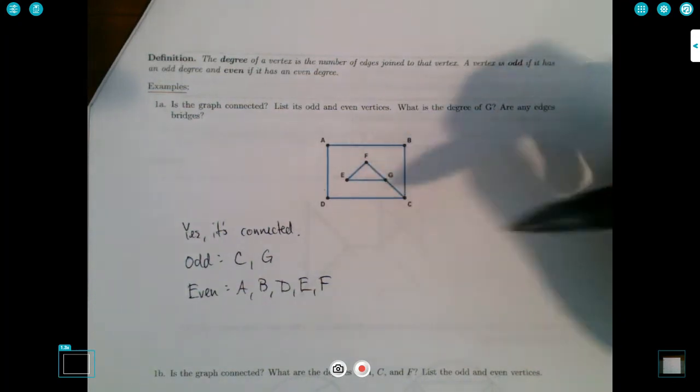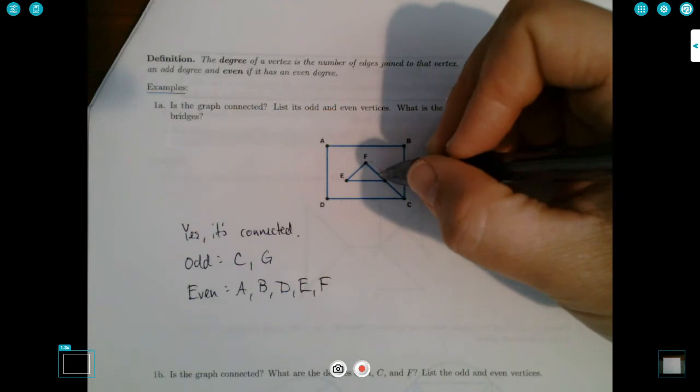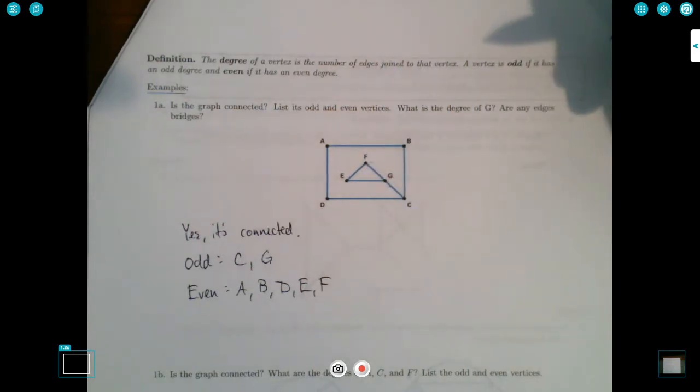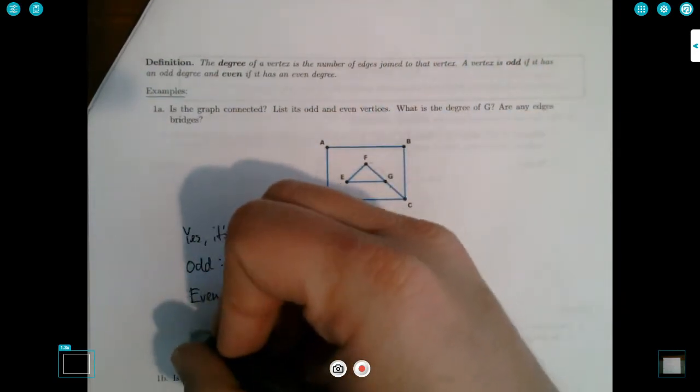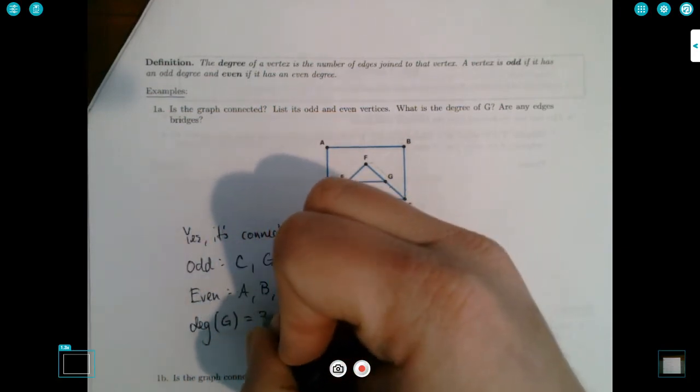Okay, what's the degree of G? Well, we said it a second ago when we decided that it was odd because it has 1, 2, 3 edges coming out of it. So I'll call that degree of G equals 3.